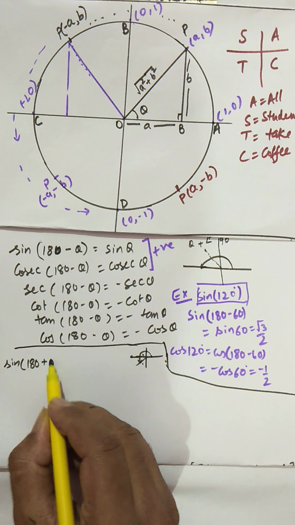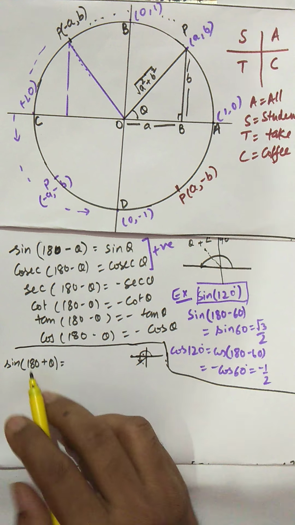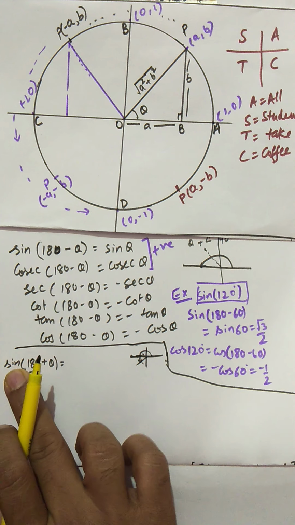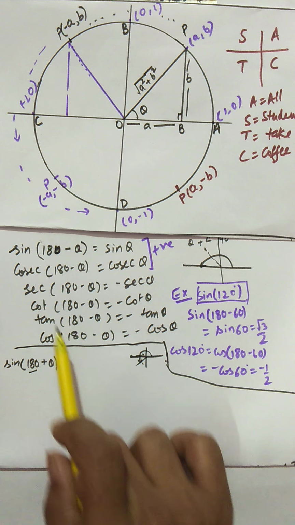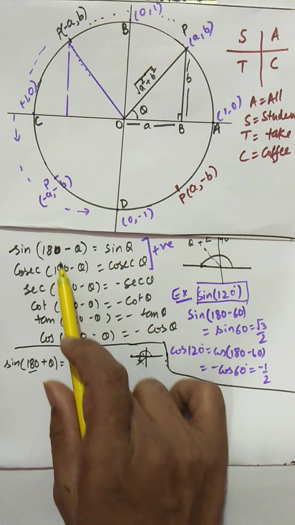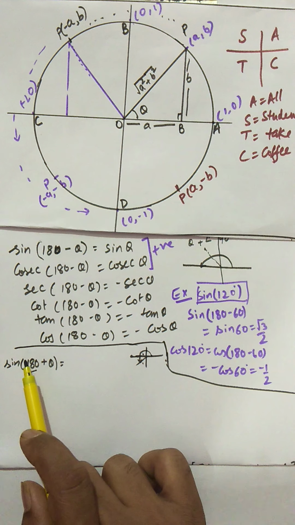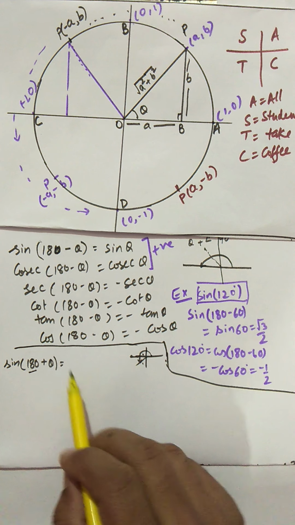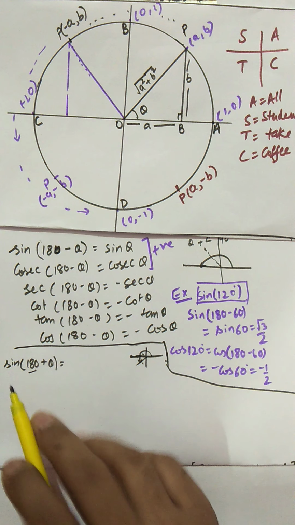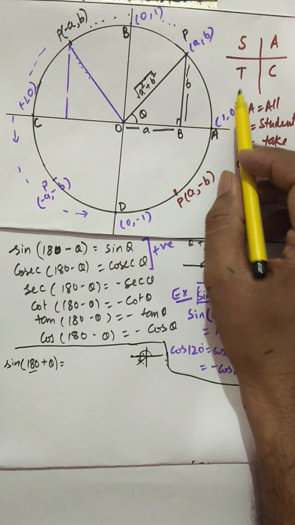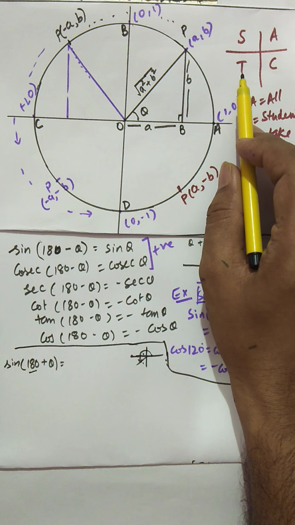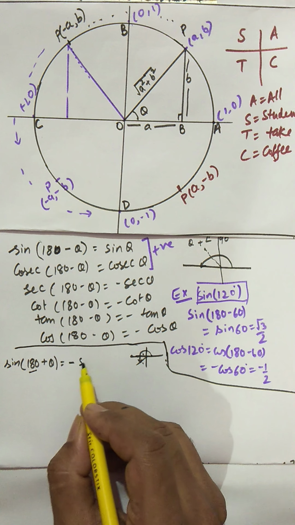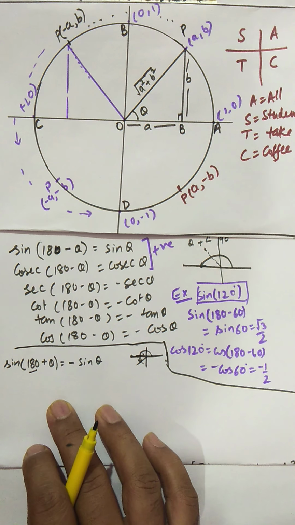180 plus theta. See, whenever this angle is 180, your function will not change. You can see in all the earlier cases, whenever it was 180, the functions did not change. This time also with 180, the functions will not change, only the sign will change, whether it will be positive sine theta or negative sine theta. In the third quadrant, tan and cot are positive, the rest are negative. So you can say this is going to be minus sine theta.